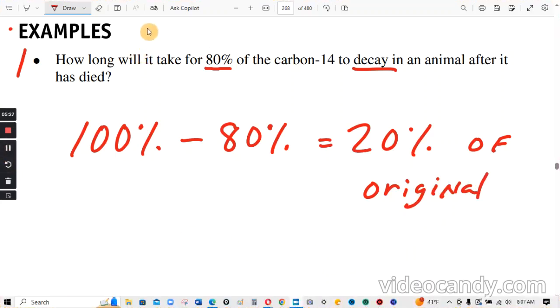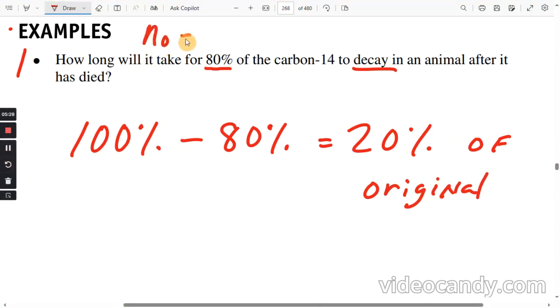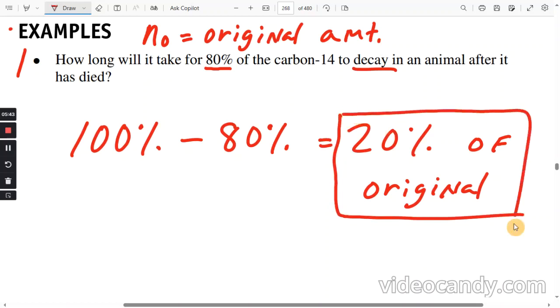Now, if you recall, N sub 0 is the original amount or the original population. So if we were to do 20% of the original, that's equivalent to 0.20 times N sub 0. Okay, that's 20% of the original. We are looking to solve for how long it will take, so that is going to be t.